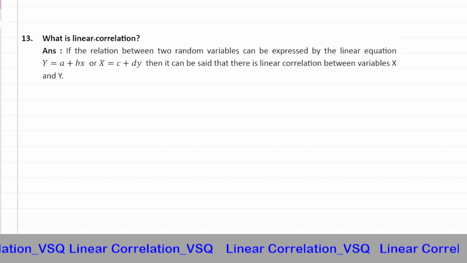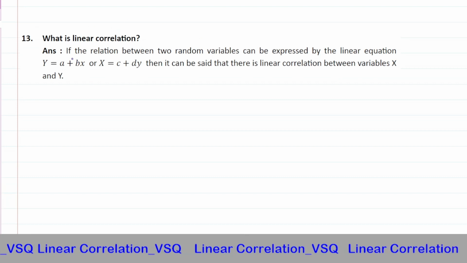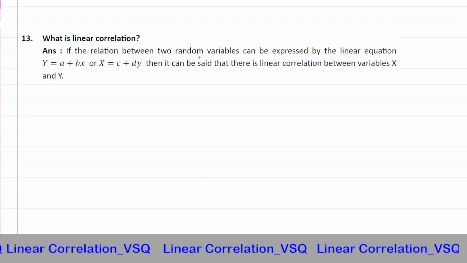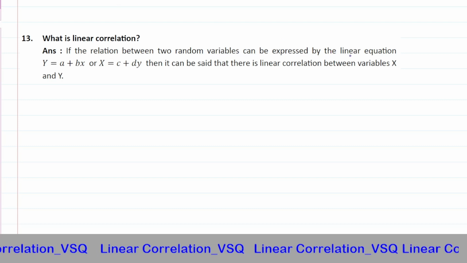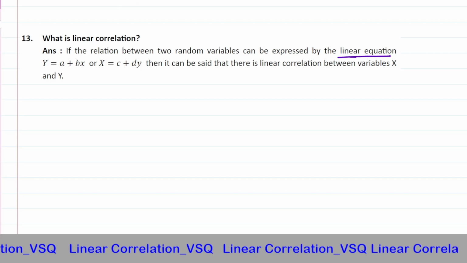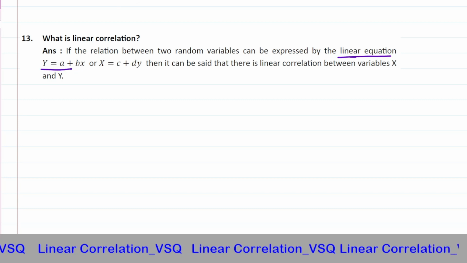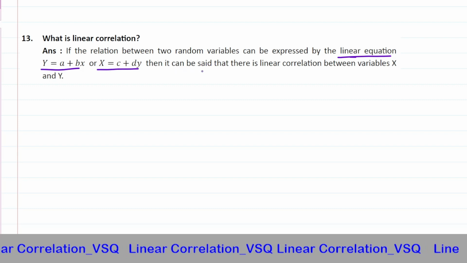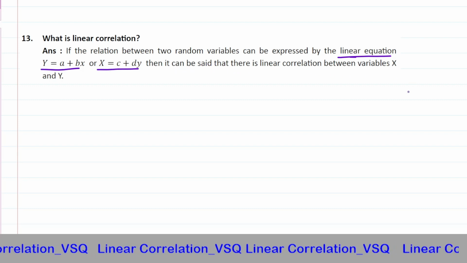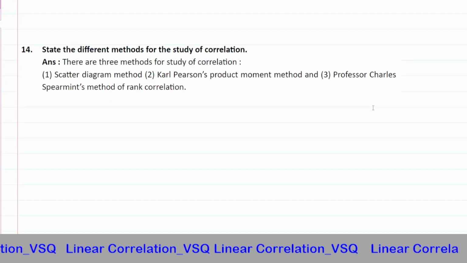Question number 13. What is linear correlation? If the relation between two random variables can be expressed by a linear equation y equals a plus bx or x equals c plus dy, then it can be said that there is linear correlation between the variables x and y.